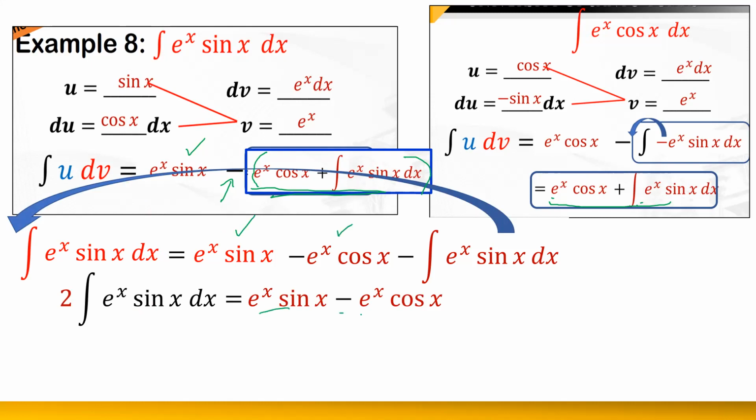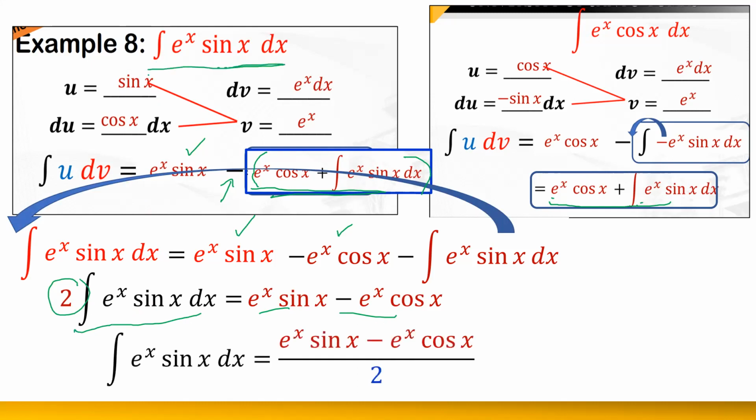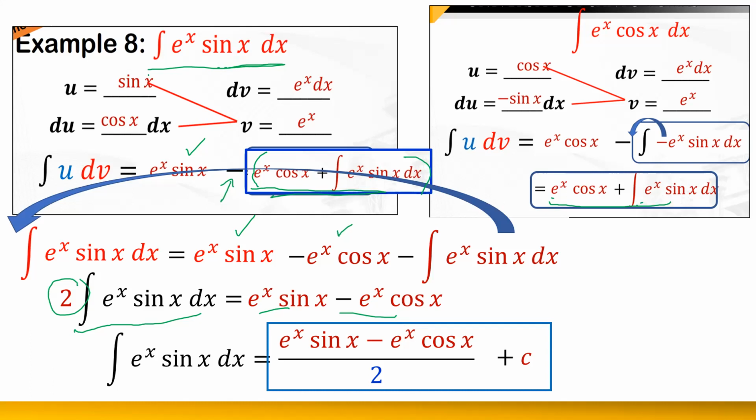Now, we just have to divide both sides by this coefficient. Divide by 2 kasi ito yung gusto nating ma-obtain sa example 8. So, dividing both sides by 2, this is our final answer plus of course our C. Ayan. So, same lang yung ating naging answer pero different solution. Okay? So, that's it for example 8.